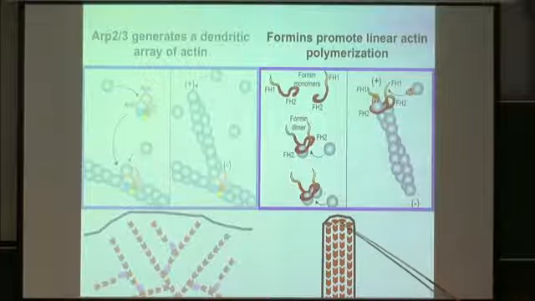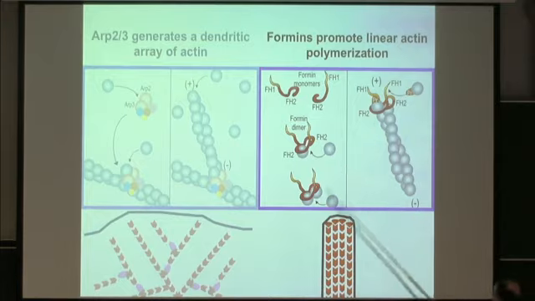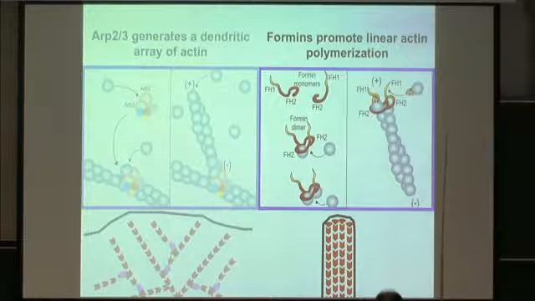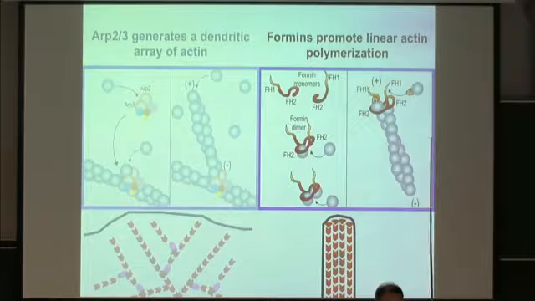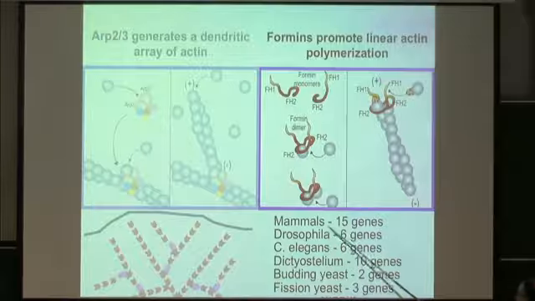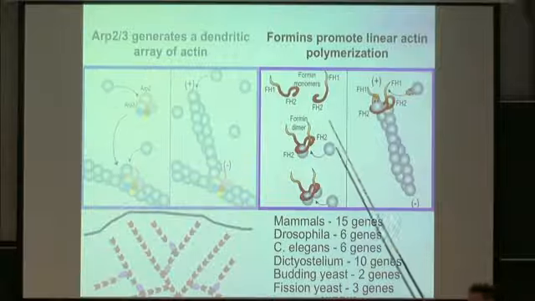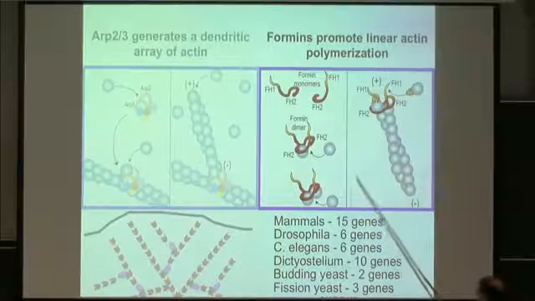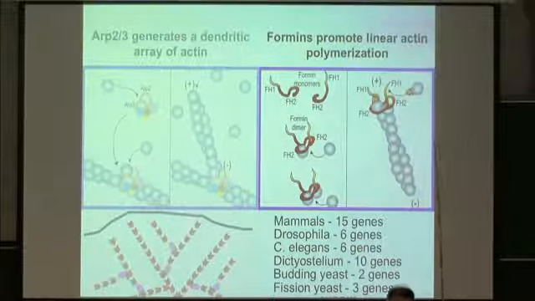where formins are sitting at the tip and promote formation of the bundle of actin filaments, which is a core of this finger-like projection. Unlike the ARP2/3 complex, which is single, you have several genes encoding these FH1 and FH2 domains, and in mammals you have 15 genes of this type, and we know about the function of only a few of them, but definitely they play a major role in organization of the actin cytoskeleton.